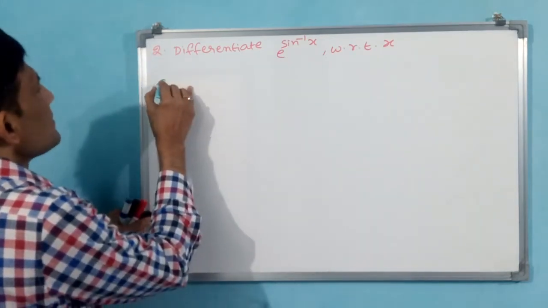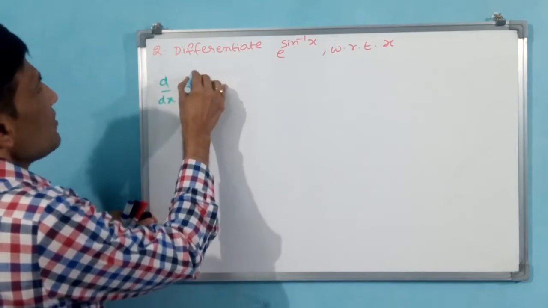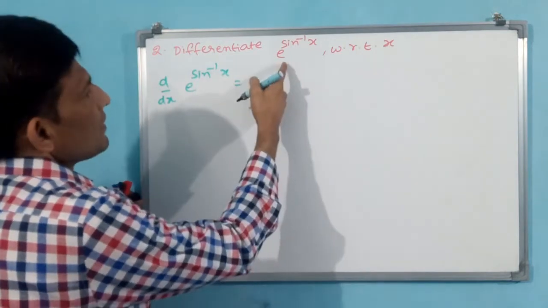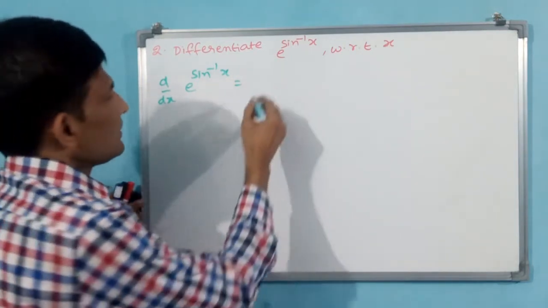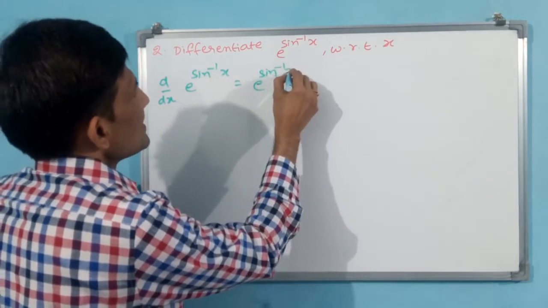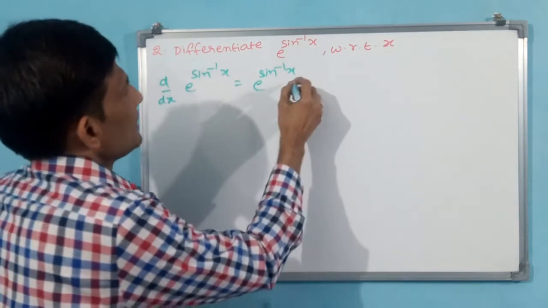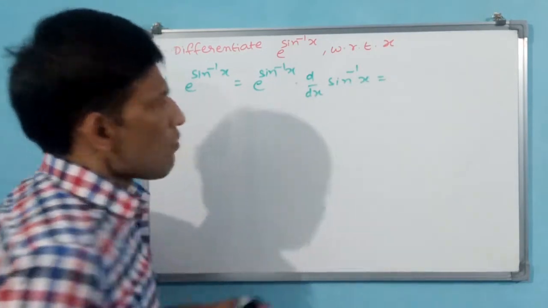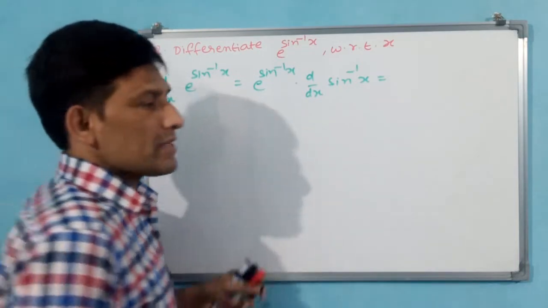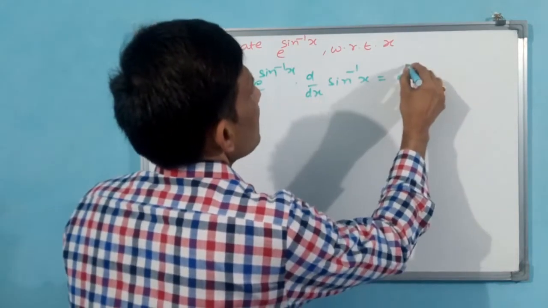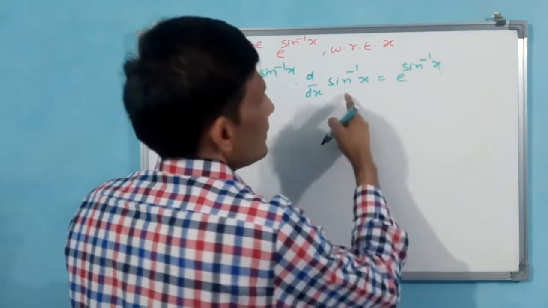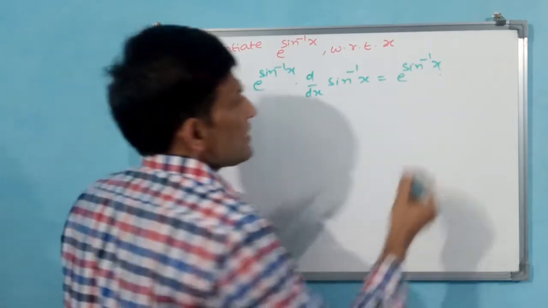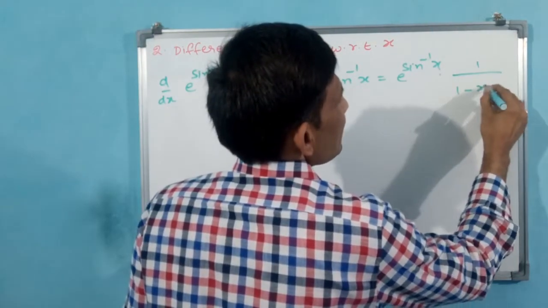d by dx of e power sin inverse x is equal to, see what I am doing now. First of all, d by dx of e power x is e power x. Write down e power x. Okay. Then d by dx of sin inverse x. So it is e power sin inverse x into d by dx of sin inverse x, which is 1 by square root of 1 minus x square.